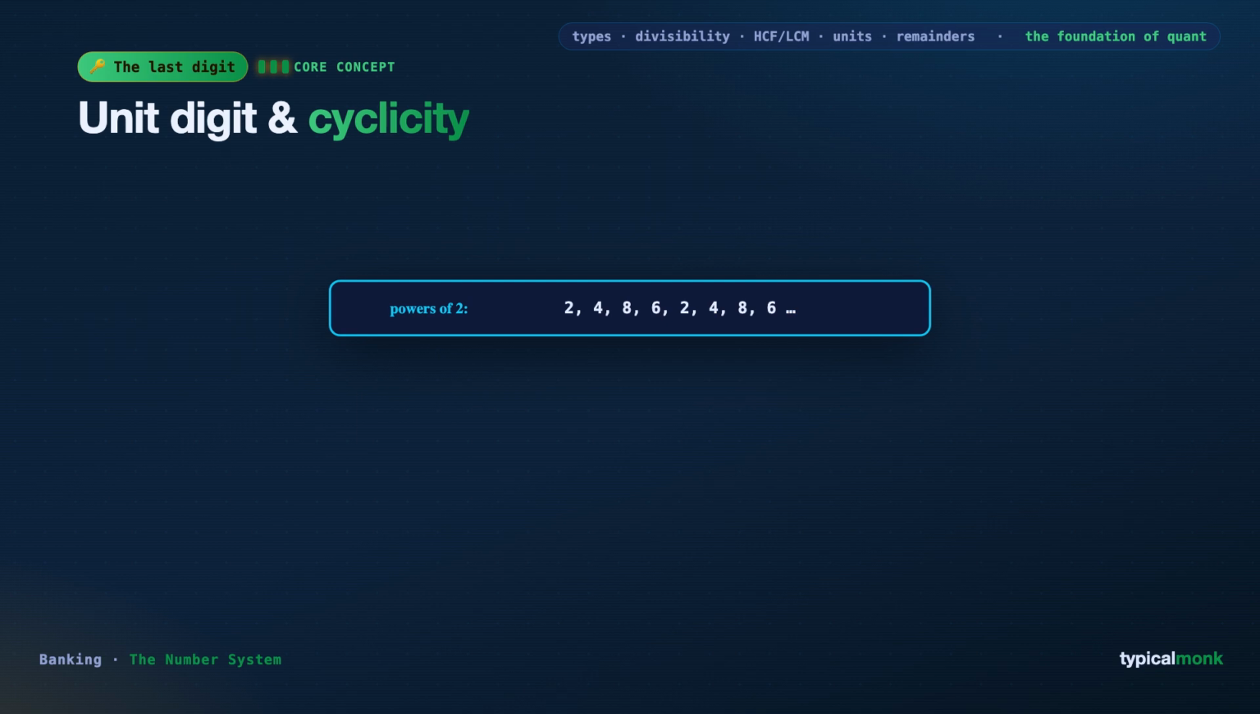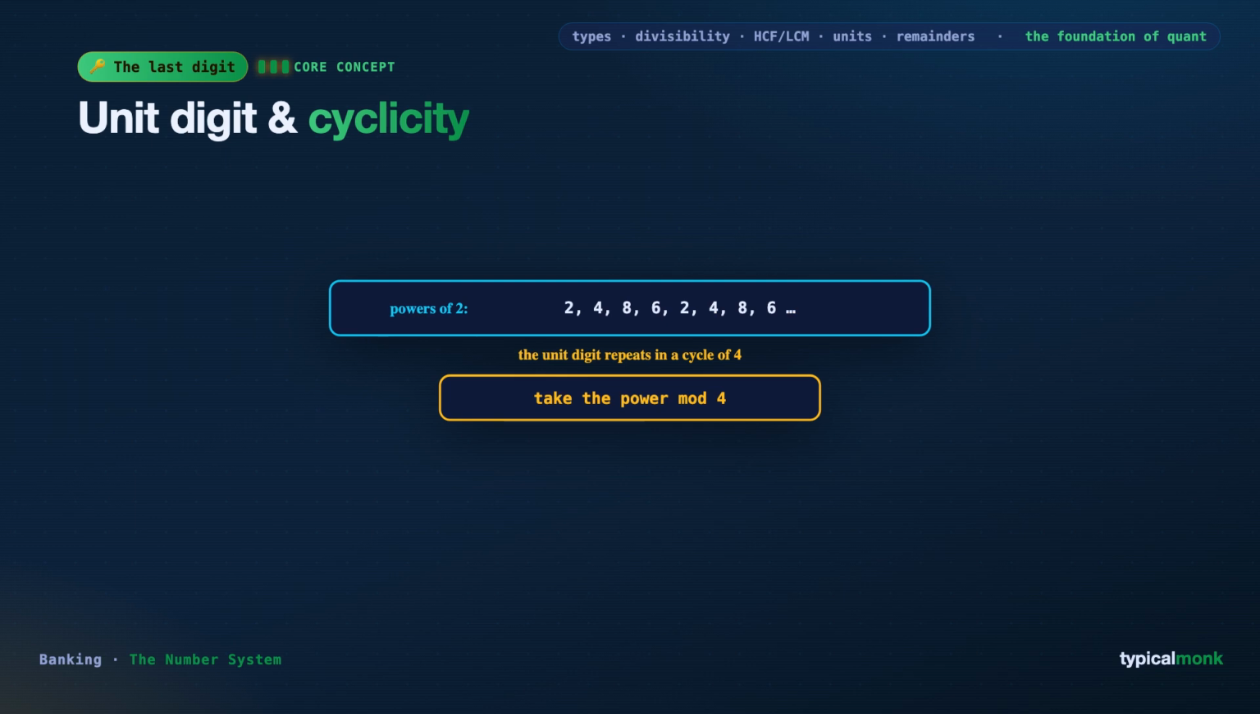2 to the 1 is 2, ending in 2. 2 squared is 4. 2 cubed is 8. 2 to the 4th is 16, ending in 6. And 2 to the 5th is 32, ending in 2 again. So the last digits run 2, 4, 8, 6, and then repeat 2, 4, 8, 6 over and over. The units digit never wanders. It marches in a fixed loop.